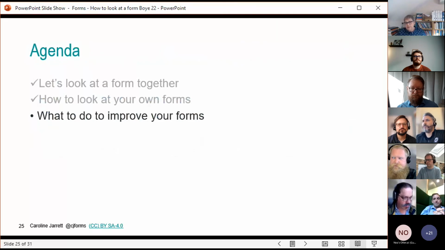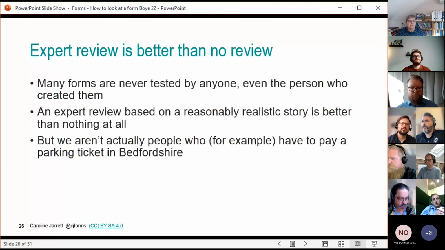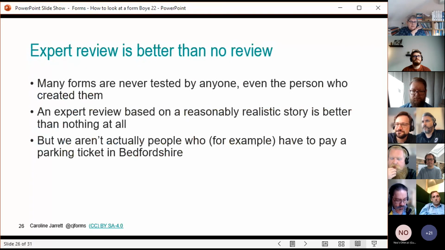And then finally, my top tip on how to improve your own forms. It's all very well looking at them from our point of view. Definitely doing an expert review, which is what we've just been doing, is better than no review. It's also true that many forms are never tested by anyone, even by the person who created them, other than just mechanically seeing if it works. And doing an expert review on a reasonably realistic story is definitely better than that. But I think none of us are actually people who have had to pay for a parking ticket in Bedfordshire. We might not be very accurate about it.